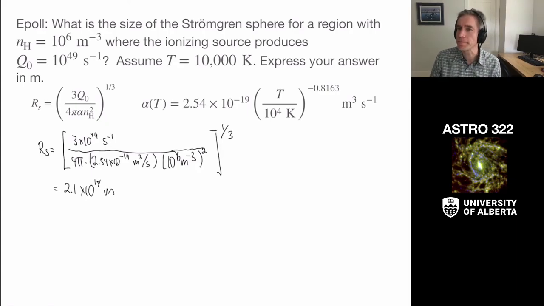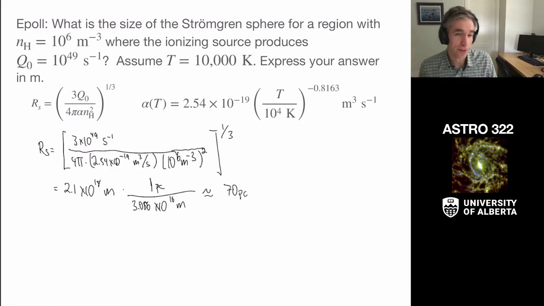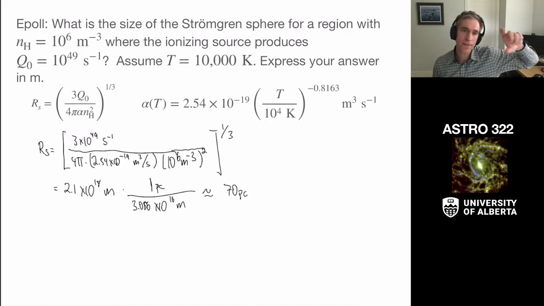That's big. How big is it? Well, I find it's useful to convert into parsec. So 1 parsec is equal to 3.086 times 10 to the 16 meters. And that comes out to be about 70 parsecs. This is the distance to a reasonably nearby star, not the closest, but near a star, or it's about the thickness of the disk of the galaxy. So I find that will be a useful benchmark for looking at later.